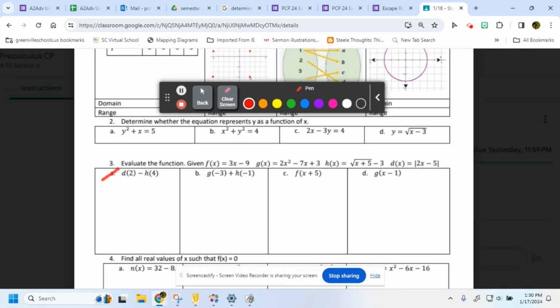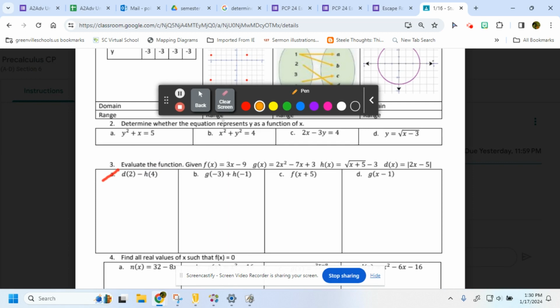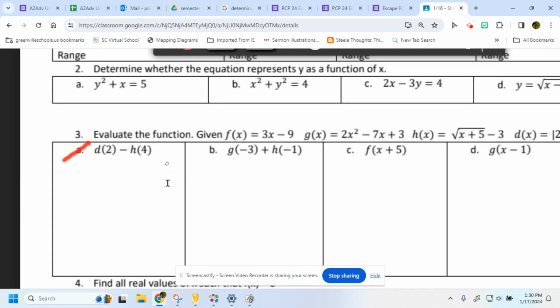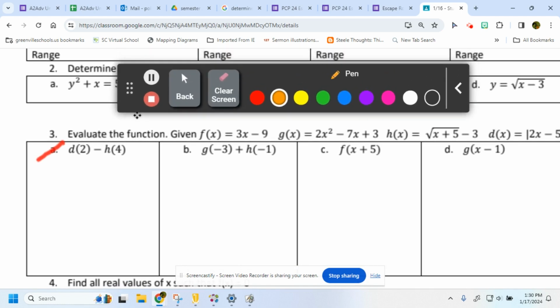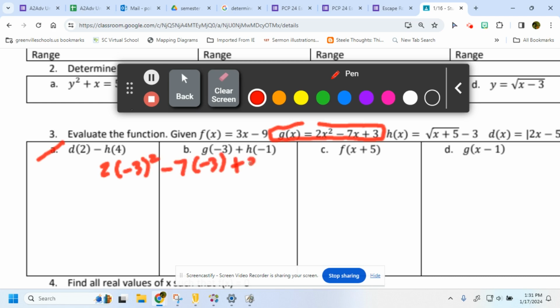Next for letter B. Let's make it bigger here. There you go. For letter B, g of negative 3, so you're going to put negative 3 right here, right? So I'm going to use this space here. 2 times negative 3 squared minus 7 times negative 3 plus 3. You're going to square it first. 9 times 2 is 18. Negative 7 times negative 3 is positive 21 plus 3. So that's going to be 21 plus 21 is 42.